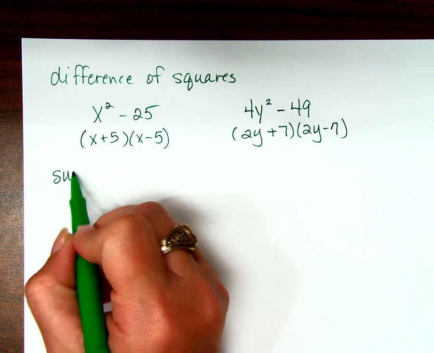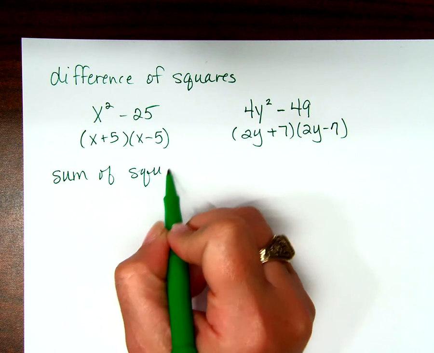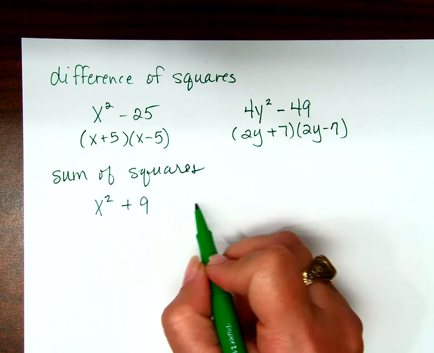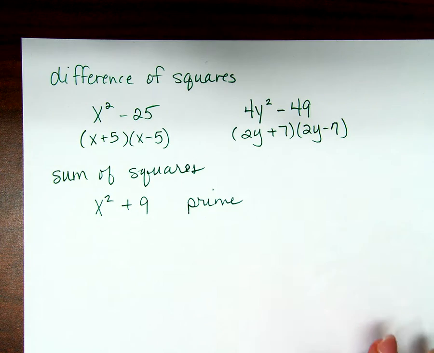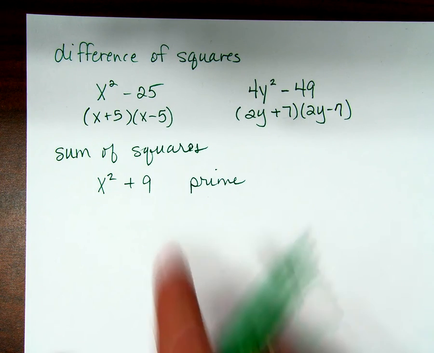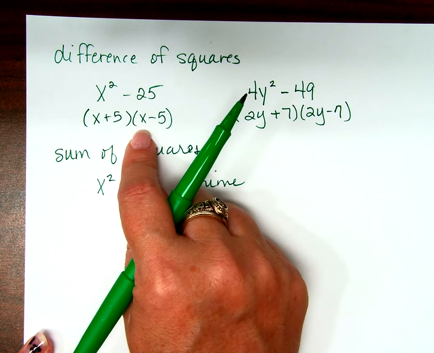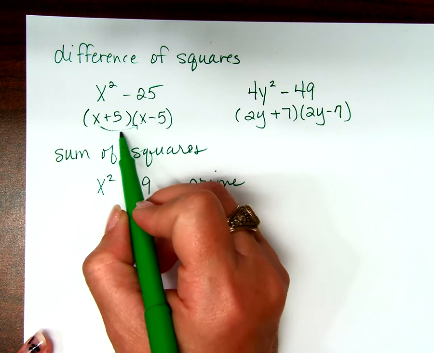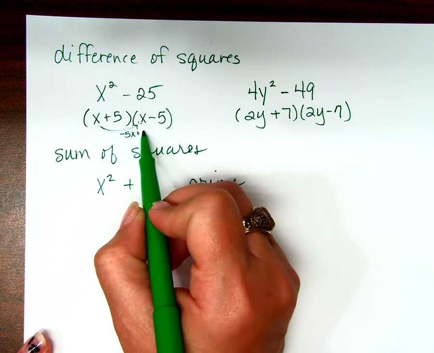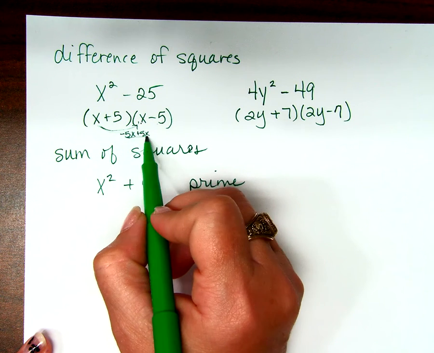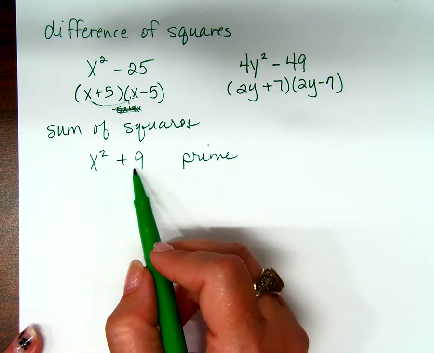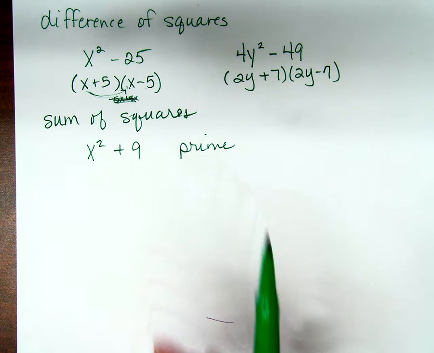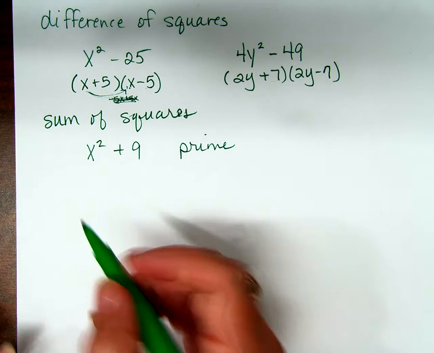What about the sum of squares? So if we had x squared plus 9, that's prime. Because we can't factor that. We can factor the difference of squares because of the fact that if I went ahead and multiplied that out just to check and see what happens, I'd get x squared and then I'd get minus 5x and plus 5x and then minus 25. So that middle term goes to 0. There's nothing that I can multiply times itself that would give me this x squared plus 9 again. Okay, so we can't factor that, the sum of squares.